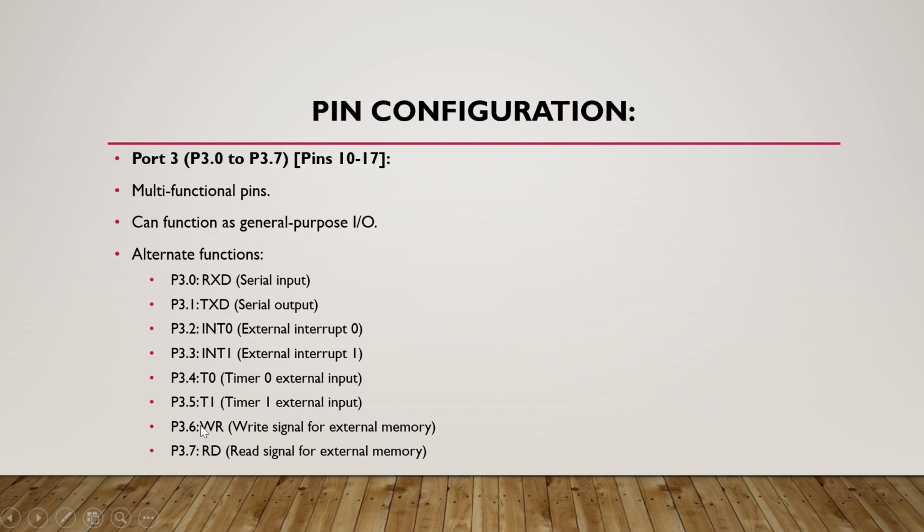Next, the sixth pin is the write signal for external memory. For example, we are accessing the memory of the 8051. Okay, when we are giving instructions or we write some content to the memory, we use the sixth pin. And whatever we write, to read that data from memory, we use pin 7. Okay, these are port 3.